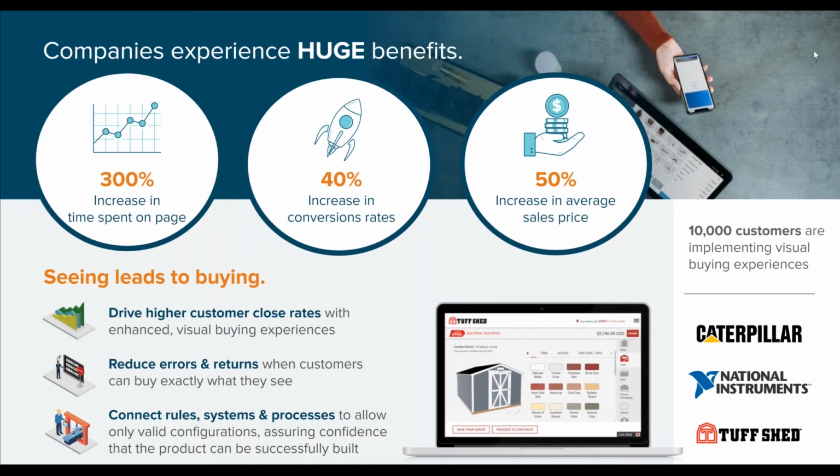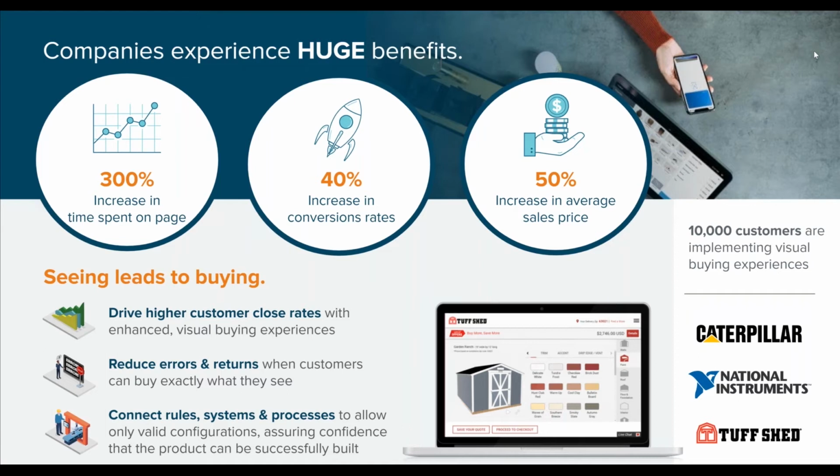So we see basically a 300% increase in the time that customers spend on a page. That's because they're interactively engaging with your products. They're picking the options and the features that specifically speak to them and their needs. And they're making the trade-offs between option A and option B. And they're seeing those pricing differences and deciding in real time whether or not they want to have chrome or stainless or the different features that they want as part of that buying process. And because they're able to do that in real time, we actually see a 40% increase in the conversion rate.